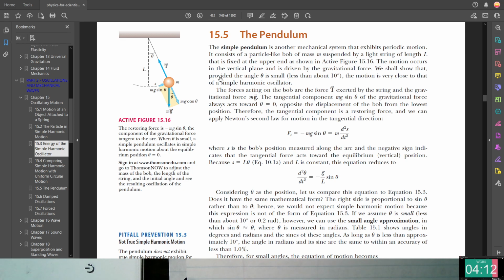Okay, now we're going to talk about the pendulum. Well, pendulum, a mechanical system that exhibits periodic motion. Consists of a particle, like a ball of mass M, suspended by a light string of length L. So you guys know what a pendulum is, right? Grandfather clock. So now we have the force of tension equals negative mg sine theta. And equals negative g over l sine theta.